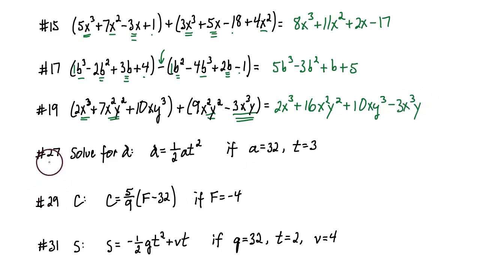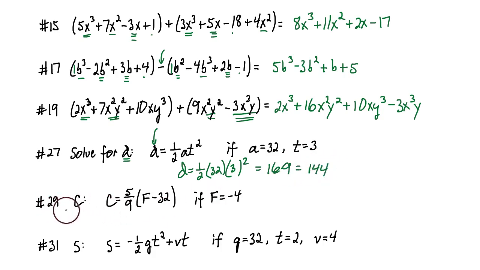For number 27, we're asked to solve for the variable that's on the left side of the equation. In this case, that's the variable d. Figure out the value of d when given values of a and t. Let's substitute. So d equals 1/2, and in place of the letter a, fill in 32, and in place of the letter t, fill in 3. Now it's a matter of performing these operations. 1/2 of 32 is 16, 3 squared makes 9, and 16 times 9, 144.